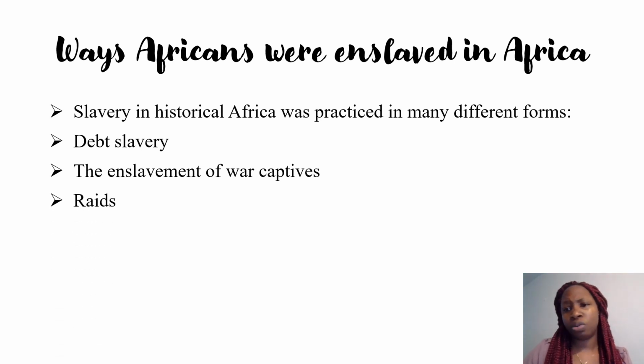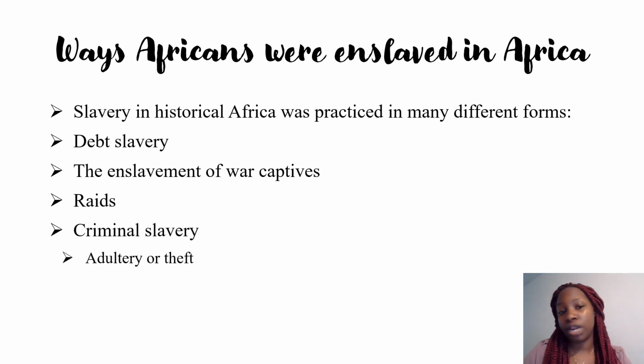Raids are very common. Probably that and war captives were the two main ways that slaves were actually captured. And you have to understand the dynamic of Africa. When we have the Scramble for Africa, where the Europeans created boundaries, they created boundaries with warring tribes. And so this easily facilitated more raids or war captives because a lot of the neighboring tribes were enemies.